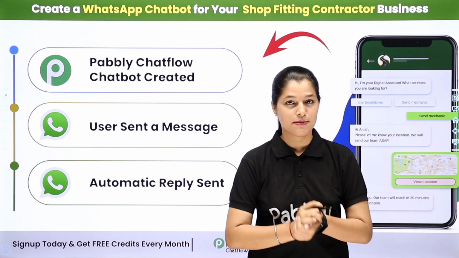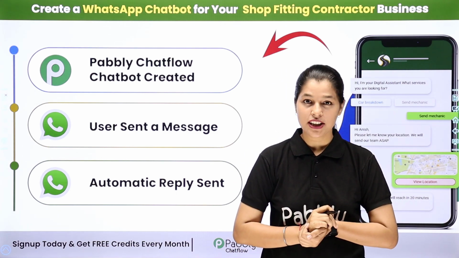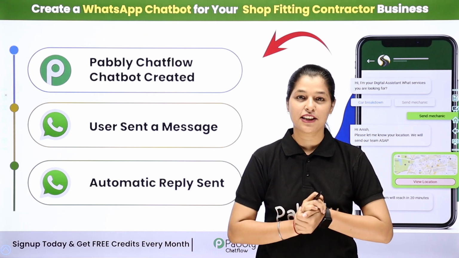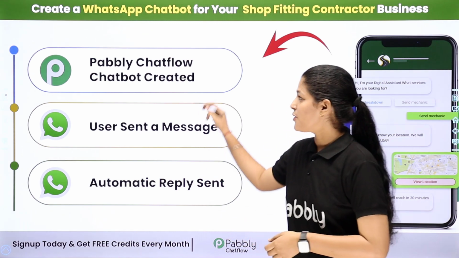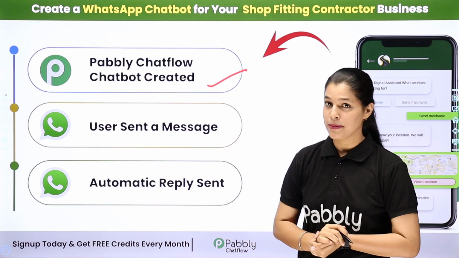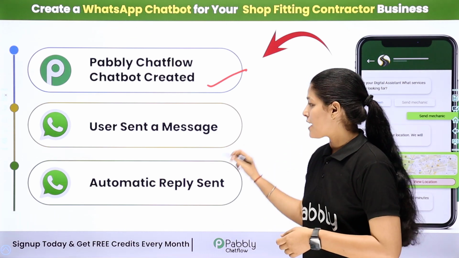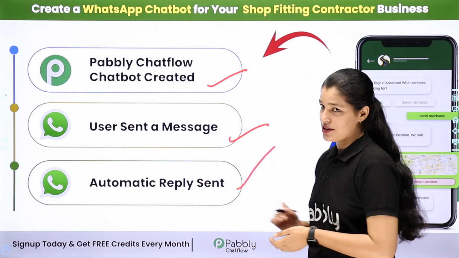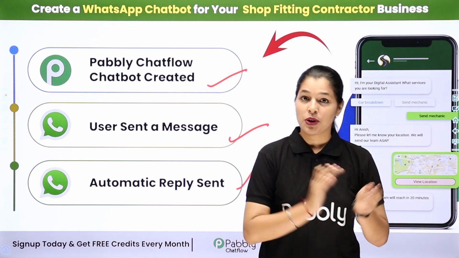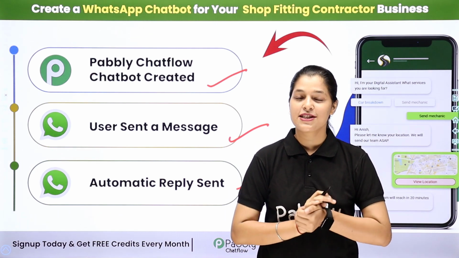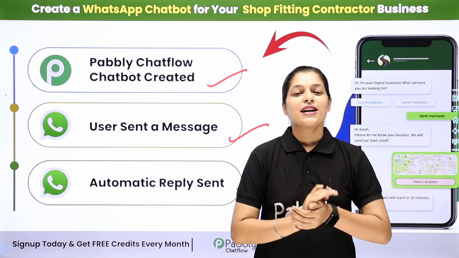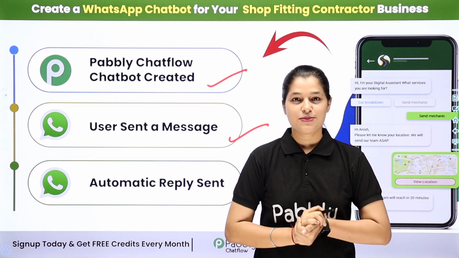So in this video we are going to learn how to create a WhatsApp chatbot for a shop fitting contractor business. If you are also running a shop fitting contractor business, then this video is definitely for you. Firstly, we are going to create a WhatsApp chatbot using Pabbly Chatflow. If a user sends a message, an automatic reply will be sent to them. This chatbot is going to provide project codes, share measurements and schedule site visits for your customers. So let's dive into my screen for creating your own WhatsApp chatbot.